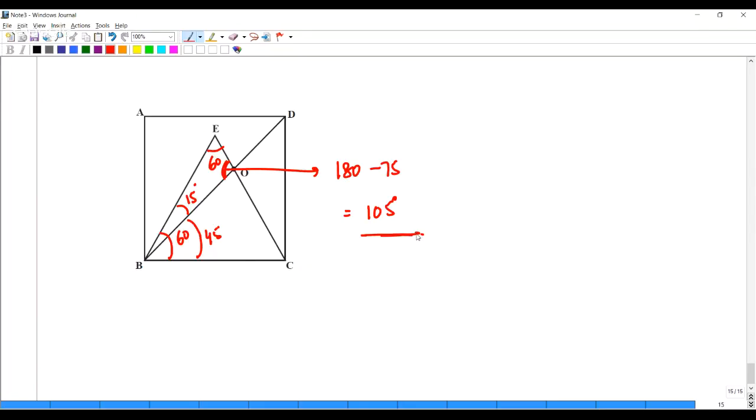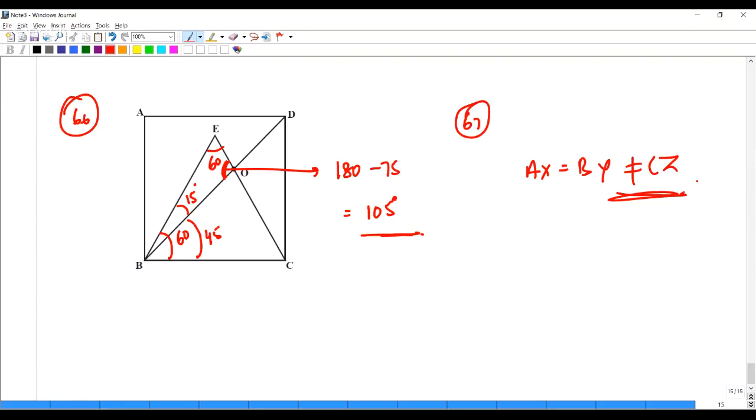67, if you look at, ABC be an isosceles triangle, AX, BY, CZ are the altitudes, then which of the following can be true? If two sides of an isosceles triangle are equal, their altitudes must be the same. So two altitudes must be the same, the other altitude must be different. So I would say AX equals BY but not equal to CZ.